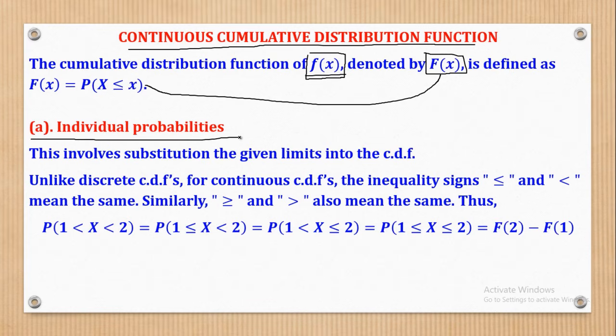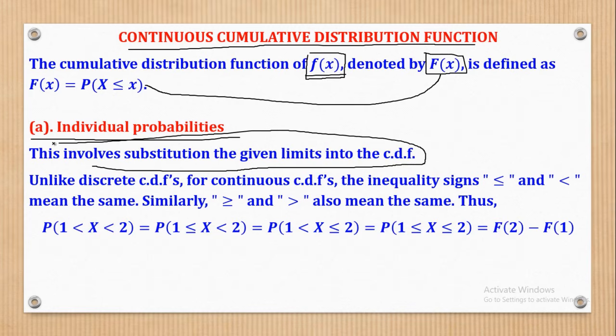So we shall start with individual probabilities. Now under continuous PDF, for you to get individual probabilities, you are required to integrate. But for this case, if it is continuous cumulative, we no longer integrate. What we do, we only substitute. So this involves substitution of given limits into the CDF. So always remember that. Most students confuse PDF and CDF. So for PDF we integrate, but for CDF we only substitute.